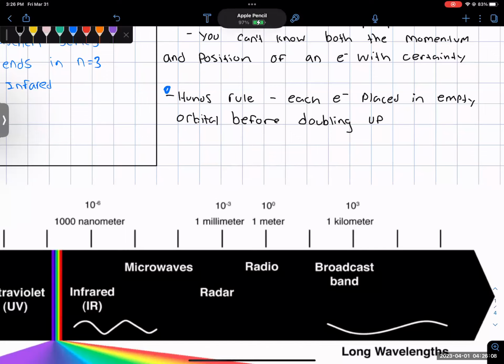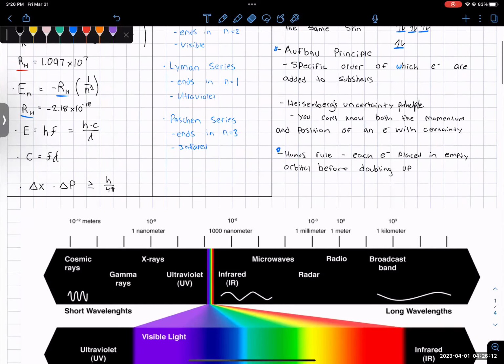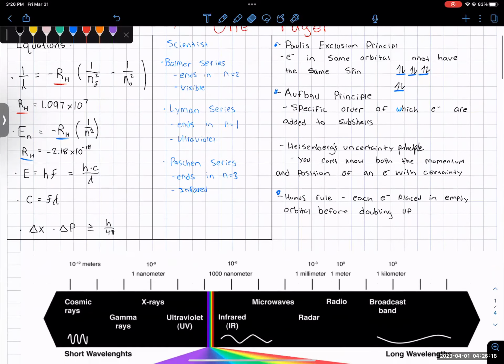All right, Mohammed, I see your problem. So what you did was you put 10 to the positive 34 for Planck's constant, and Planck's constant should be 10 to the negative 34. So that's probably where you made the error.